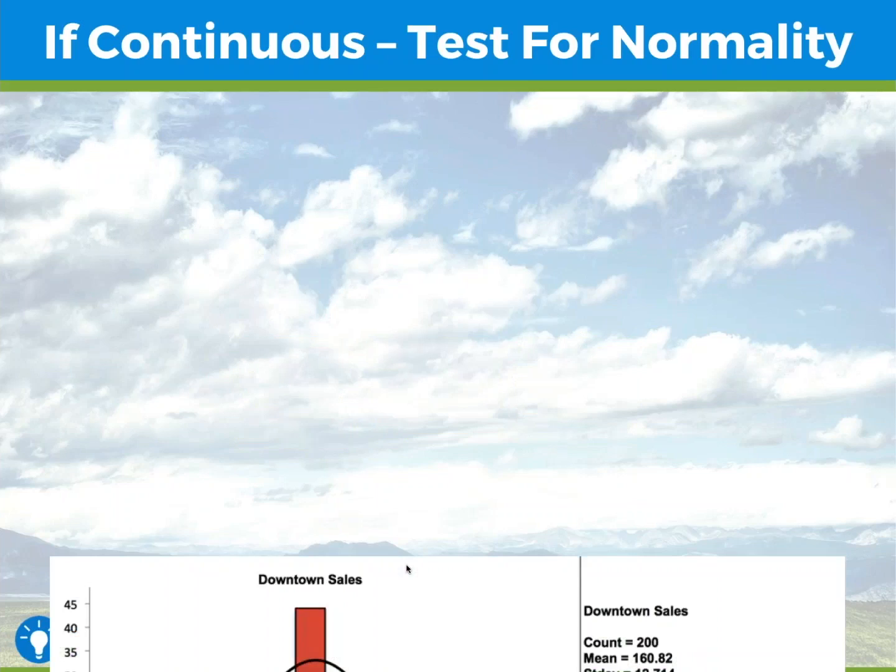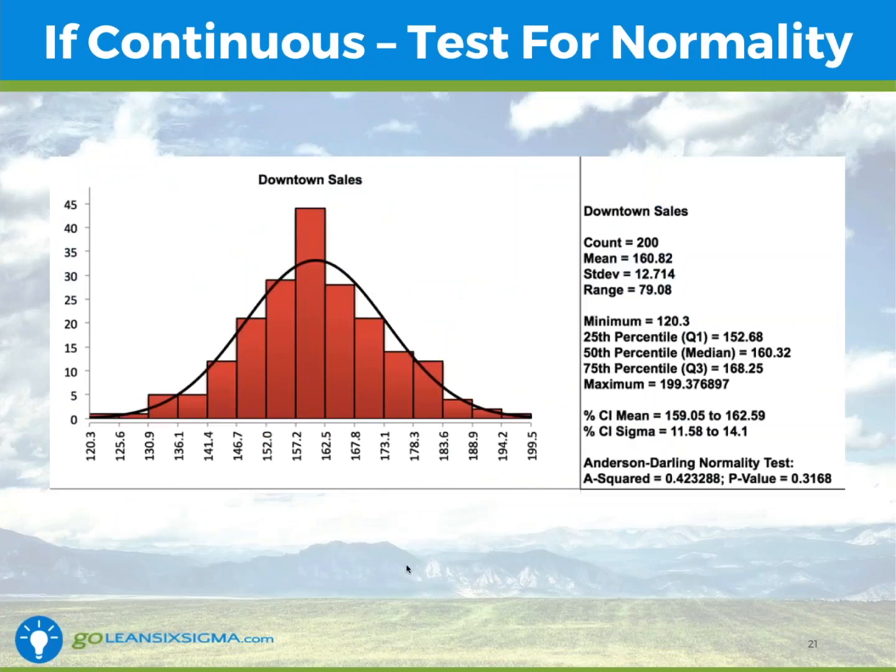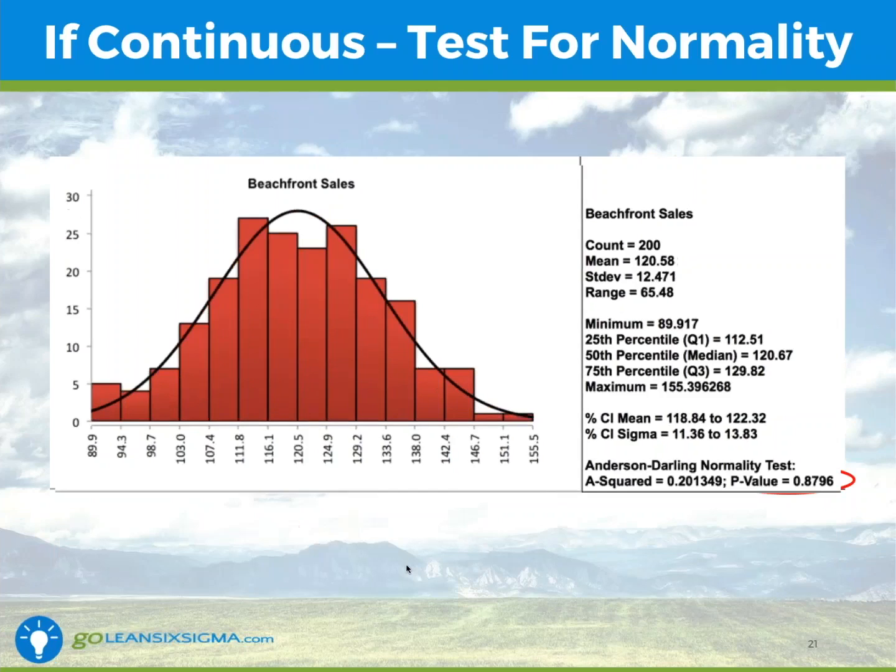So there's one of our data sets. That's the downtown sales. I've run the test, and it looks at 200 different days of sales. There's all this information. If you look at the very bottom, there's the Anderson-Darling, and there's the p-value. Let's go to the next one. All right, so that one is not under 0.05. Now let's look at the beachfront sales, same thing. We look down there and we see, once again, the p-value is not under 0.05. So both of these are normal data sets.